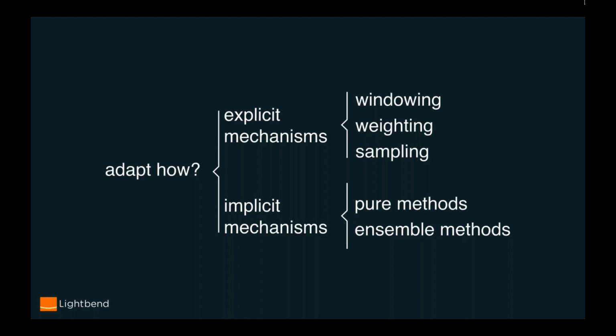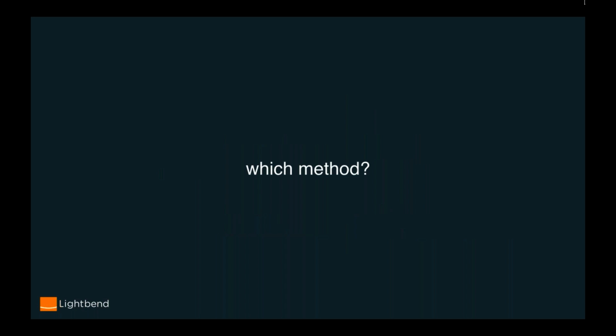Likewise, in the adaptation part, as I said, we have two categories, the explicit and implicit mechanisms. And within the explicit group, we have windowing, weighting, and sampling. And for implicit mechanisms, we have pure methods and ensemble methods. Now, I'm going to look at each of these angles and representative methods in some detail before I tabulate them and compare.